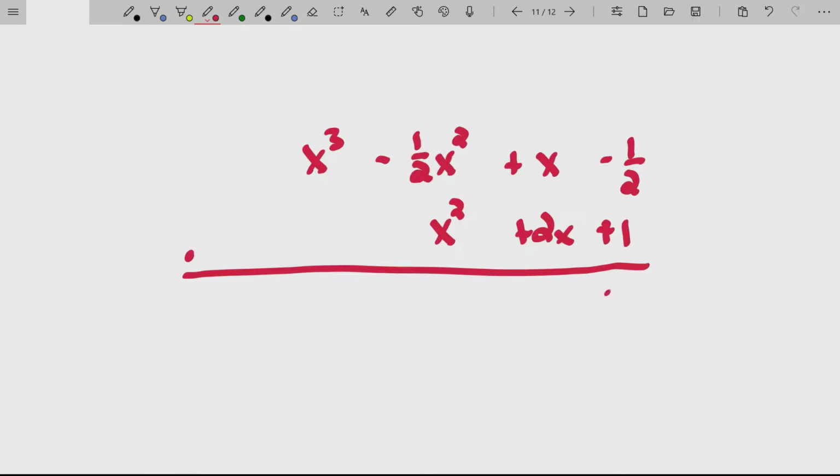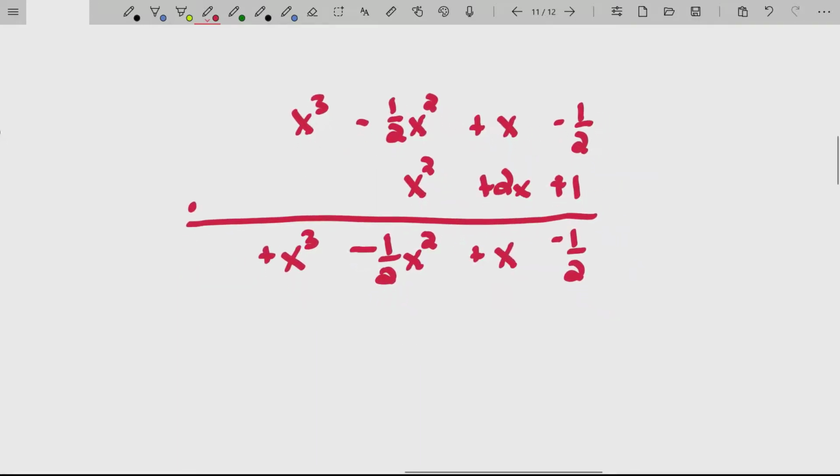It's actually fairly convenient. 1 times a negative 1/2 is a negative 1/2. 1 times x is just a positive x. 1 times a negative 1/2 x squared is a negative 1/2 x squared. And 1 times x cubed is a positive x cubed. Then you move to the next space right here.